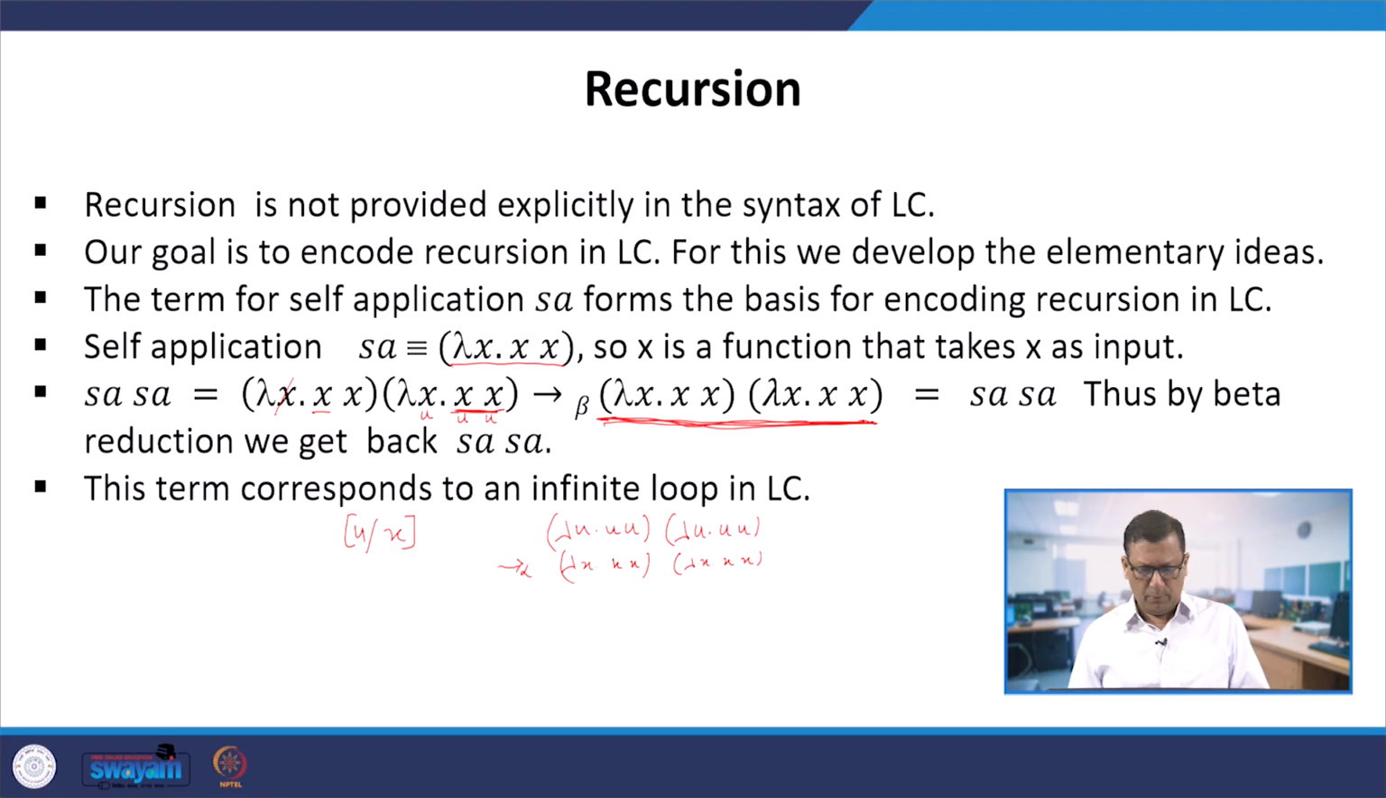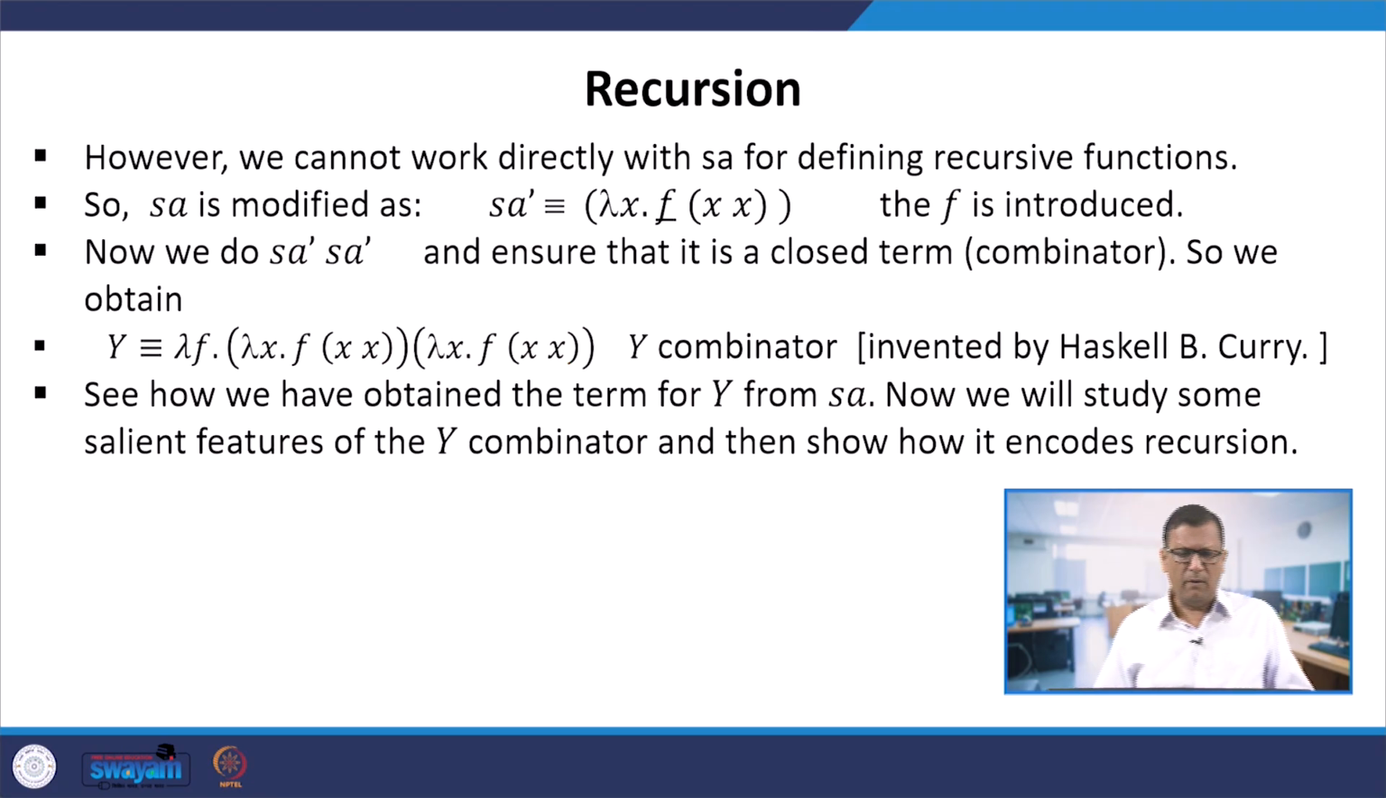This will be very helpful for us when designing recursion. However, we cannot work directly with SA for defining recursive functions, so we need to modify SA slightly. We have lambda x dot xx. So we say SA prime will be lambda x dot f xx.